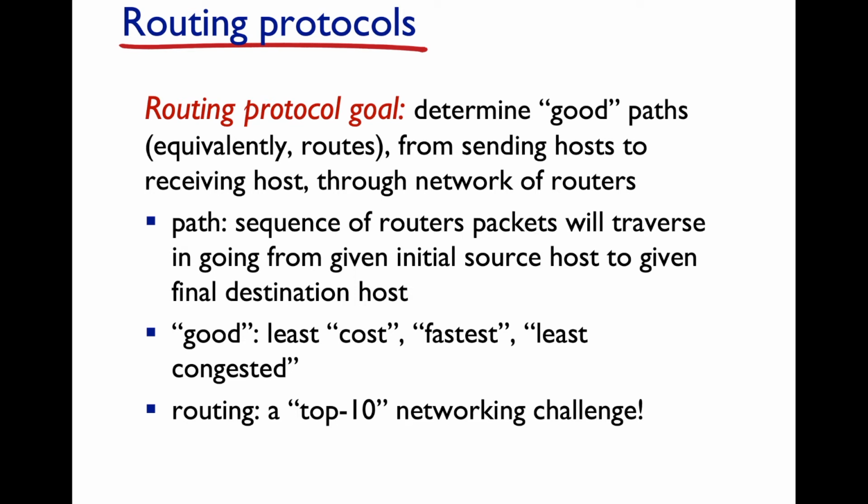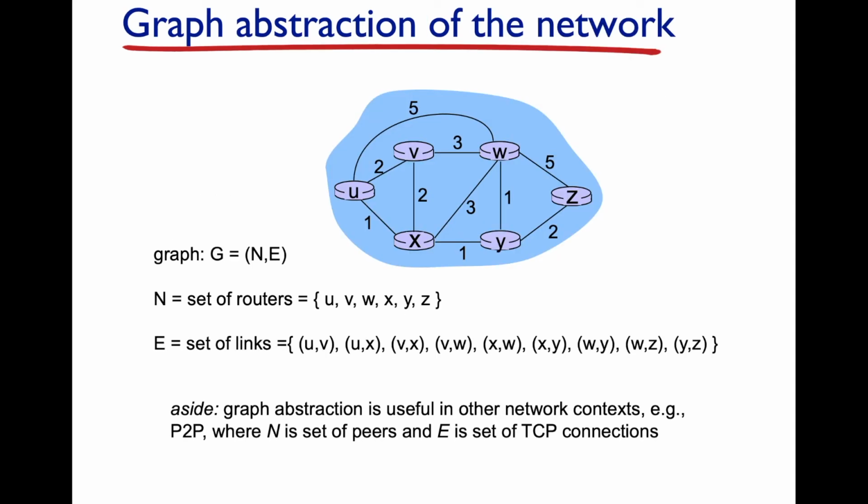And so a so-called good route is one that's either the fastest or more generally has the least cost, and cost can be determined in a number of different fashions. It could be the least congested. It could be the most lightly loaded. It could be the smallest number of hops. There are many ways to quantify this idea of a good route. And so routing is one of those major deals, a top 10 issue in networking.